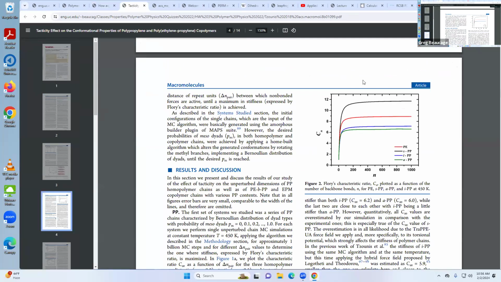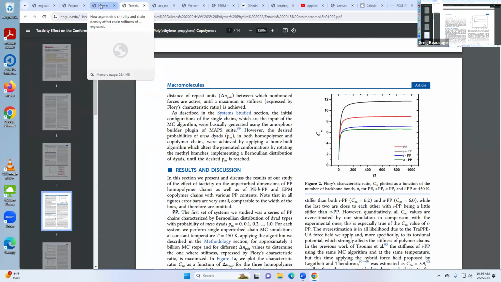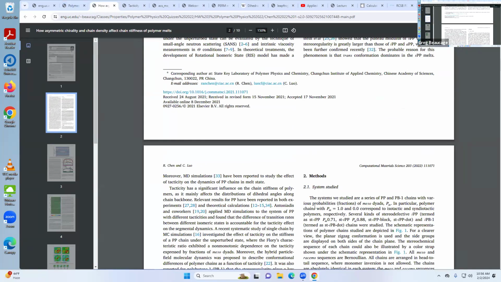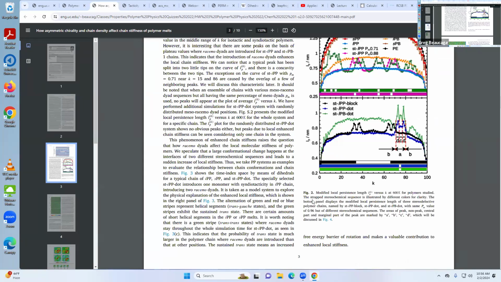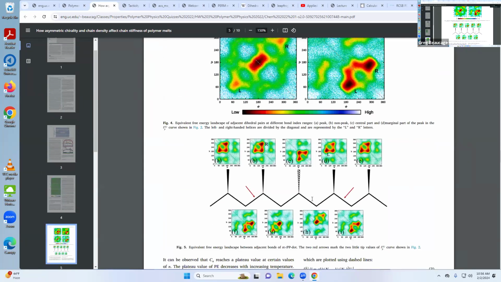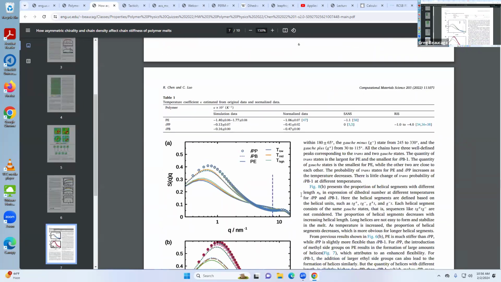And it looks the same, but the numbers are different. And then what else is in here? I think that's about it. So it's pretty interesting. It's a pretty good paper.